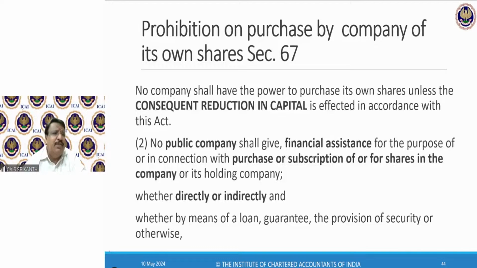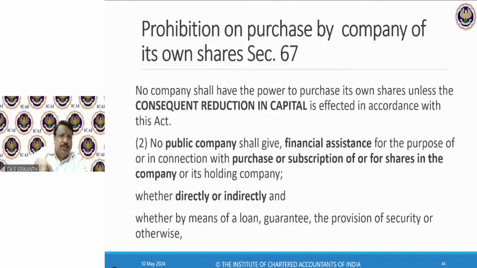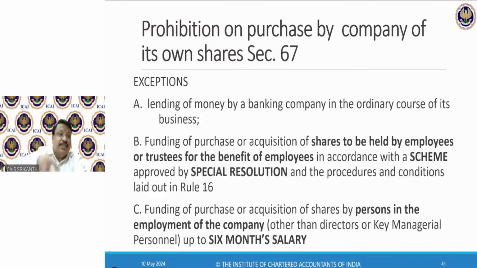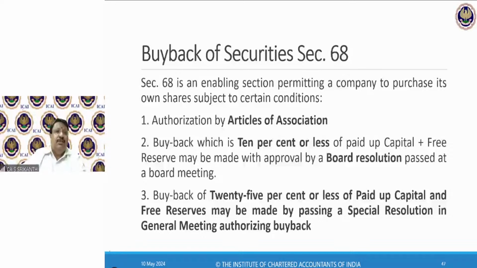Similarly, a company cannot purchase its own shares unless the consequent reduction in capital is effected. The point you have to understand is that a company cannot purchase its own shares unless the consequent reduction is accepted. The only exception to this is buyback. Buyback is one method by which a company can purchase its own shares in a systematic manner.